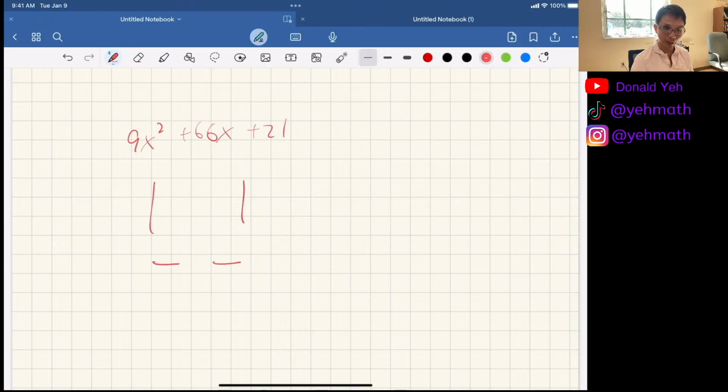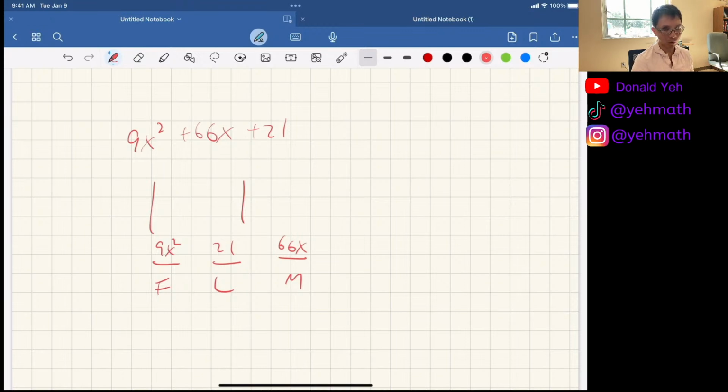This is called the box method. So I'm going to do 9x squared, 21, and 66x here. It's called first, last, middle, so you switch the order a little bit. Otherwise it's going to be FML, which we all know what it stands for. No, it's not. It's FLM. So first, last, middle. The terms have to switch. Once you switch, you just need a breakdown.